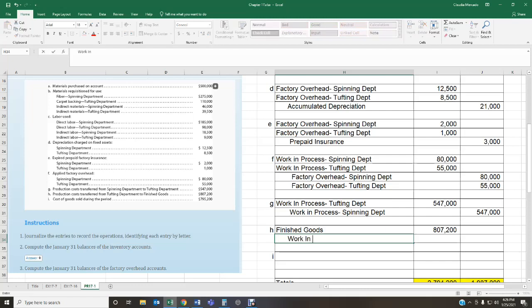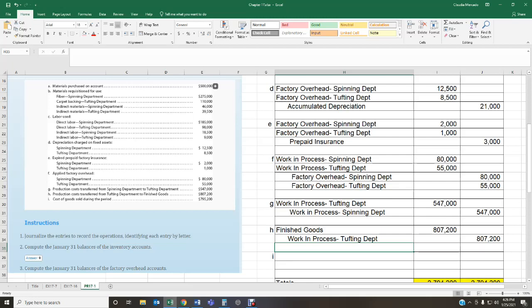It's going to be zeroed out. Why? Because we've moved it out of tufting and into the finished goods. 807,200. Okay, so now we've transferred the cost from the tufting into the finished goods. So whatever is getting the balance is getting debited. Whatever is getting rid of the cost is getting credited. So we are releasing the tufting department from all of the costs, and we transfer it over to finished goods.